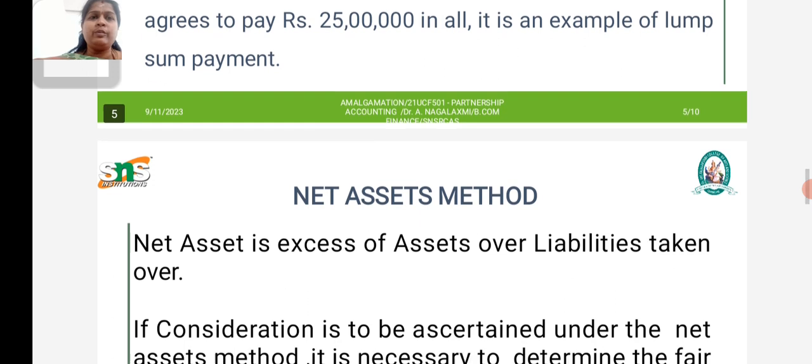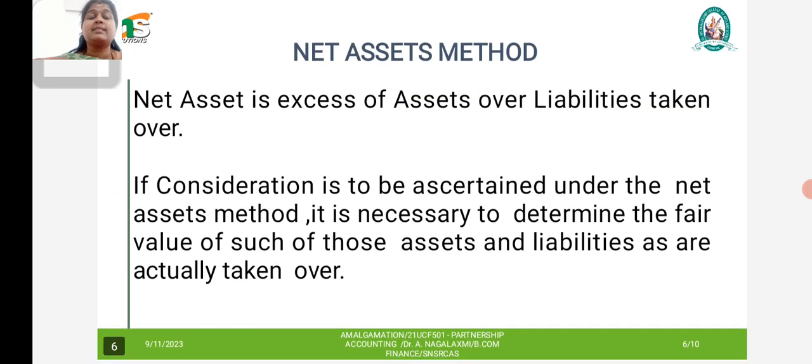That method is called the lump sum method. Now we are going to see the next method, called the net asset method. Net asset has a formula: net asset is equal to the excess of assets over liabilities taken over. If consideration is to be ascertained under the net asset method, it is necessary to determine the fair value of those assets and liabilities as are actually taken over.